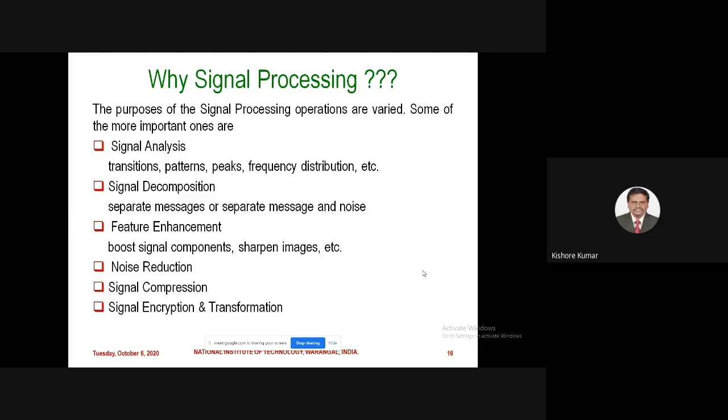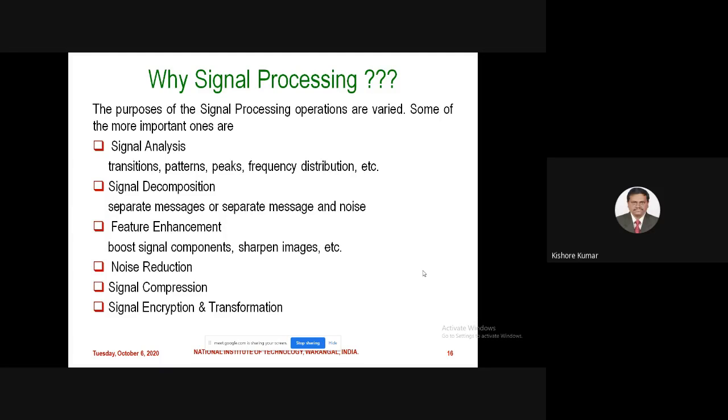Then the third one is feature enhancement. Why do we go for feature enhancement? As we have seen, when we convert a physical quantity into an electrical signal, the signal has a weak strength and is contaminated with noise. So we need to boost the signal characteristics. In other words, the signal, or a feature, we need to enhance those feature characteristics.